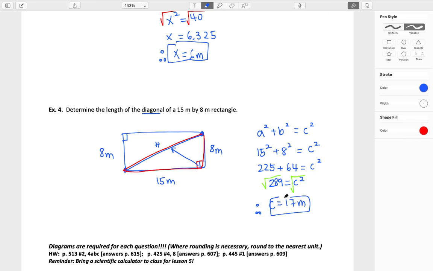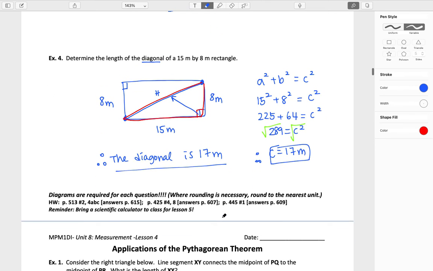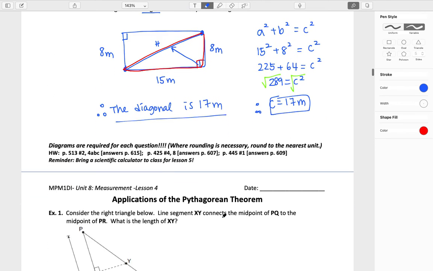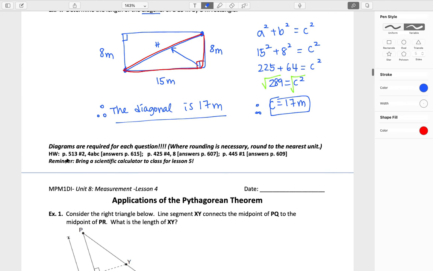Every time you notice that it's a word problem, you have to end with a sentence. That's how you are going to get your communication mark. Therefore, the diagonal is 17 meters. Okay, and that's it. This is going to be the homework for lesson number 3.